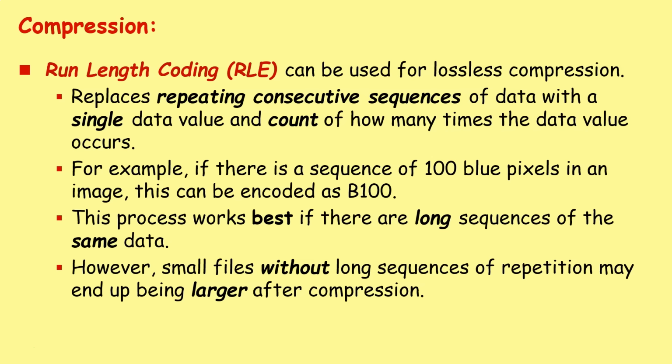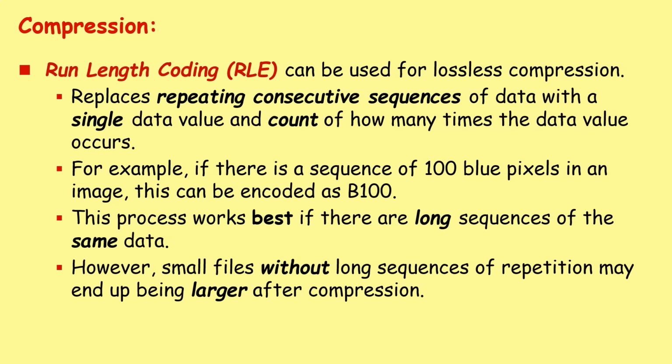To go into a little bit more detail, let's look at a couple of forms of lossless compression. First of all, RLE, or run length encoding. This replaces repeating consecutive sequences of data with a single data value and a count of how many times that data value occurs. For example, if there's a sequence of 100 blue pixels in an image, this could be encoded as B for blue, 100. This process works best if there are long sequences of the same data.